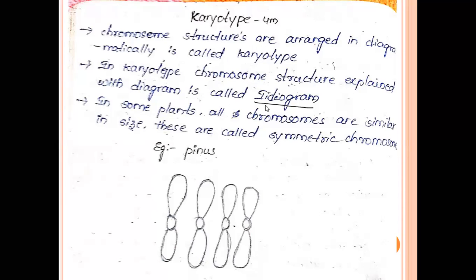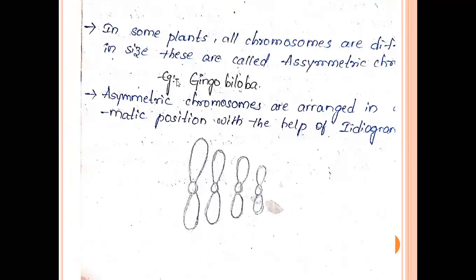Karyotype, ideogram. In some plants, all chromosomes are similar in size. They are called symmetric chromosomes. Example, Pinus. See, all chromosomes are similar in structure, similar in size. So these chromosomes are called symmetric chromosomes. The next one, asymmetric chromosomes.